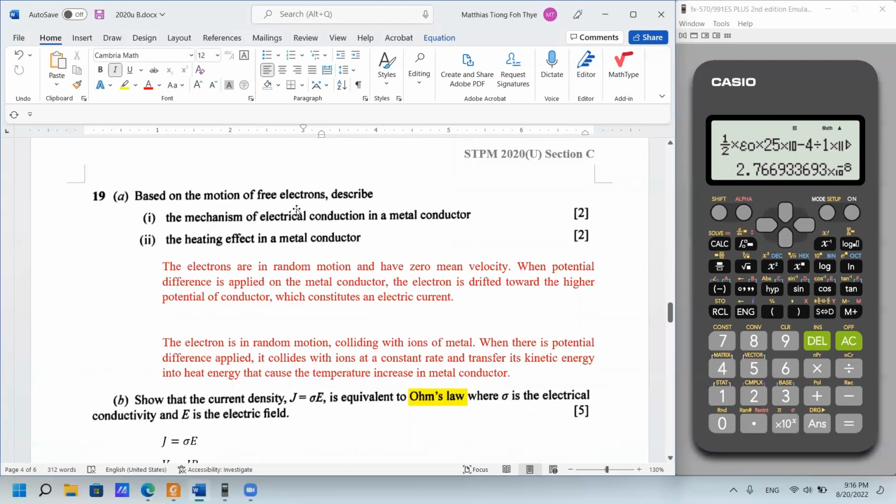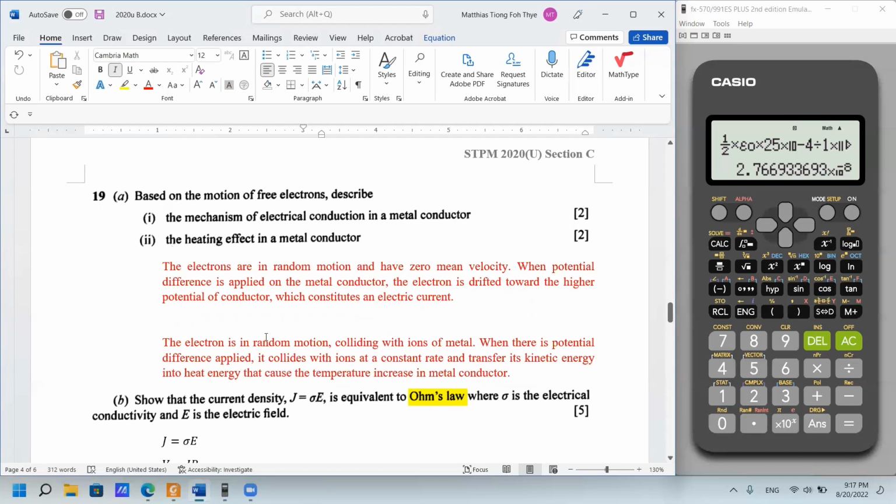Based on the motion of free electrons, describe the mechanism of electrical conduction in the metal and also the heating effect in the metal conductor. First of all, the electrons are in random motion and have zero mean velocity. What causes the electrical conduction is that when a potential difference is applied on the metal conductor, the electrons have a drift velocity. Electrons drift towards the higher potential of the conductor, which constitutes an electrical current.